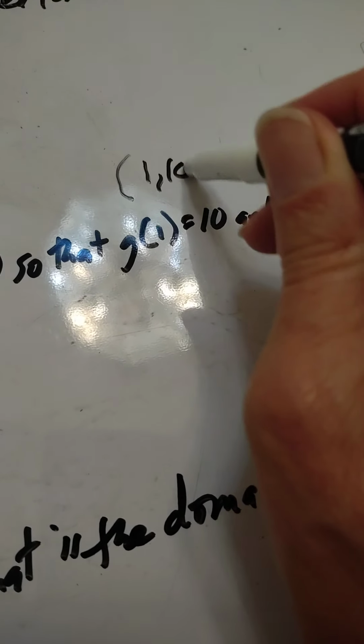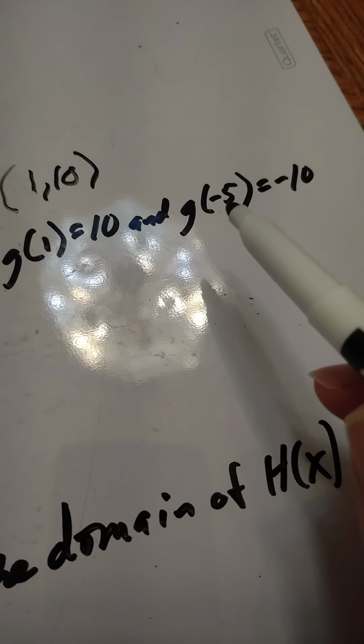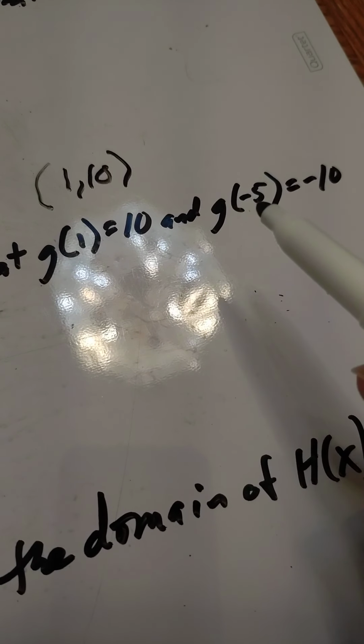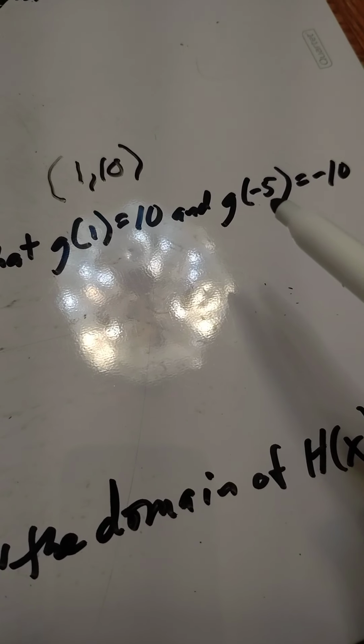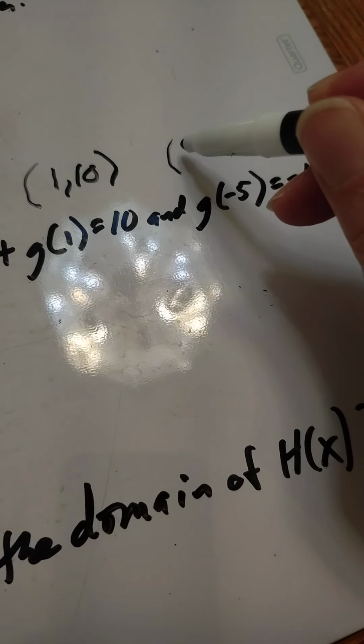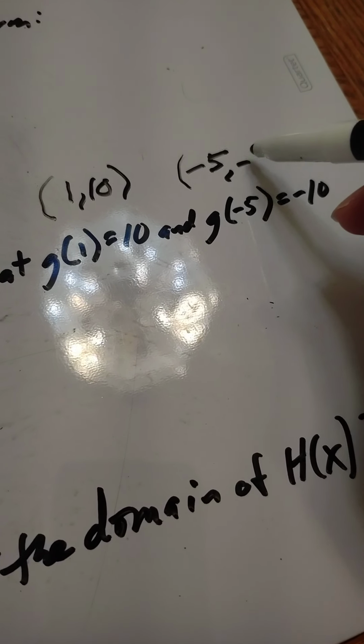1, 10. And if g of negative 5 is negative 10, when I input negative 5 into my function g, I output negative 10. So this is like my x, this is my y, x is input, y is output. So think of this point on the line. This point will be on the line. Negative 5, negative 10.